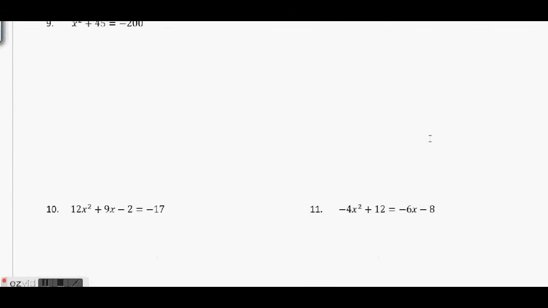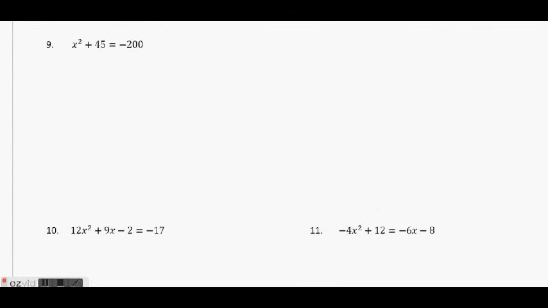Number 9. First thing I notice, there's no x term. There's an x squared, but there's no x term. So I can add 200 to both sides and then try to factor, right? But it's telling me to solve. So I think the easiest thing to do, in my opinion, is I'm just going to subtract 45 from both sides. So I have x squared is equal to negative 245. And I take the square root of both sides.